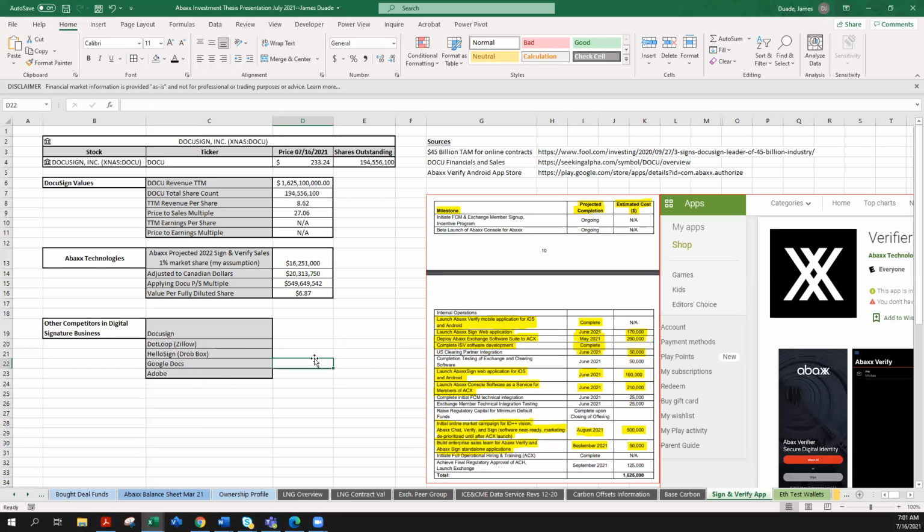There was a pretty good discussion about the potential for the sign and verify application in the Dimensions of Abaxx podcast, where Josh described sign and verify as a notarized document that could potentially be used in a court of law. And if that were to occur, then it could potentially replace DocU overnight. I think maybe Eric Townsend said that. So something to keep an eye on. And again, I didn't include any of this in my valuation. I'm just purely basing it off of LNG.